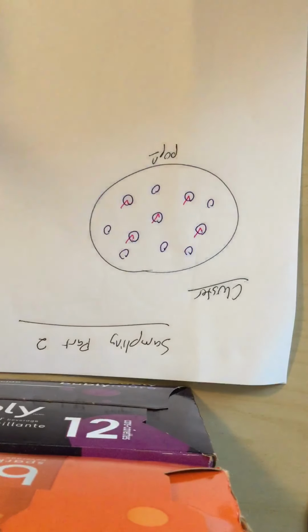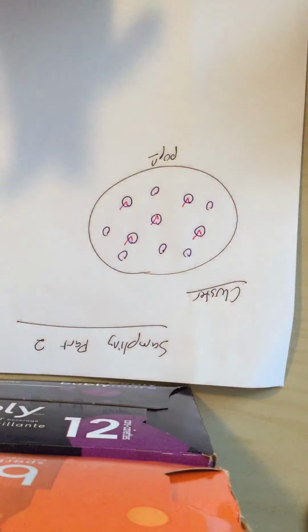Oh, I forgot to mention in the previous video, stratified sampling is great. It does much better than simple random. The problem is that it's, of course, more expensive to pull off, and it's more difficult. Cluster, on the other hand, is a little crappy.